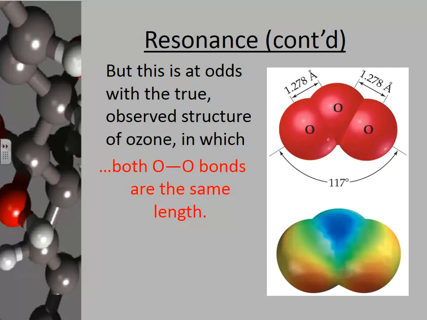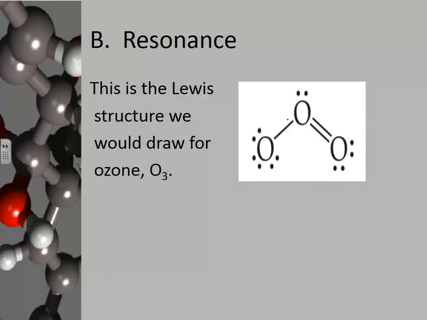Because if you look at the observed structure, if you measure the bond angle here, it's not quite 120 for bent, but it's close to it. But the bond length is what I'm thinking of now. The bond length is 1.278 angstroms in both cases. These are equal bond lengths, which is opposed to what we saw with this one, because there's a single bond, there's a double bond. So we know single bonds are longer than double bonds.